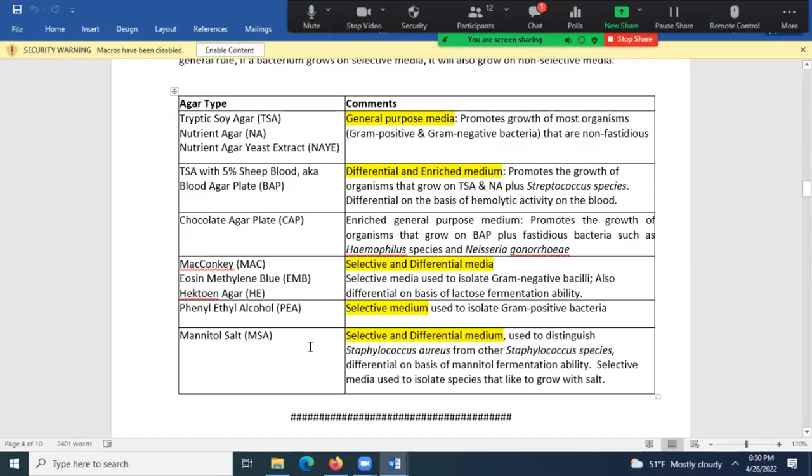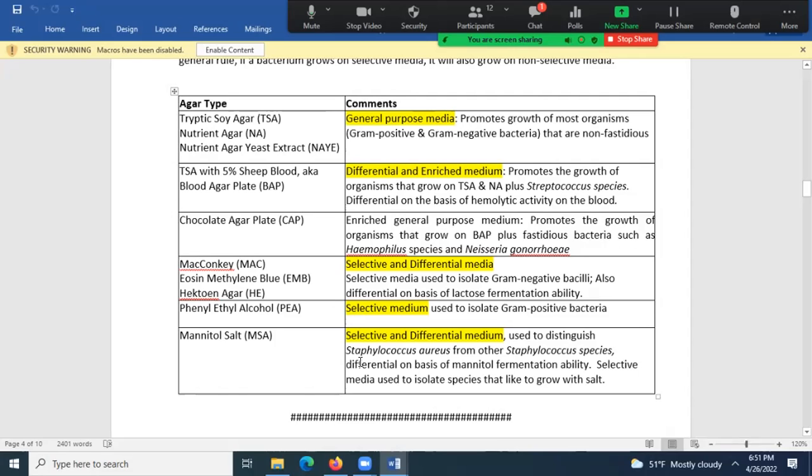And then there's mannitol salt agar, which is selective and differential. It's selective because it has 7% sodium chloride in it. So that makes it selective. Only if the bacteria can grow in 7% sodium chloride will it grow. If the bacteria can't grow in 7% sodium chloride, they'll be selected against.